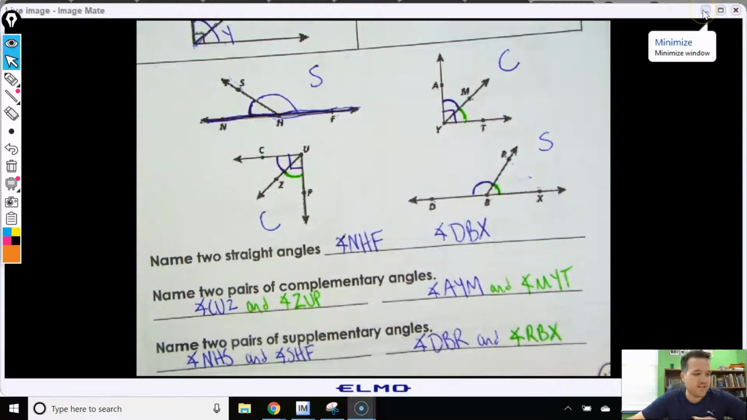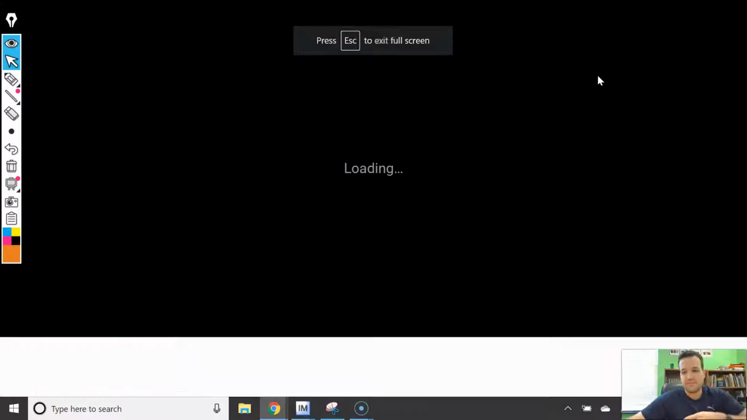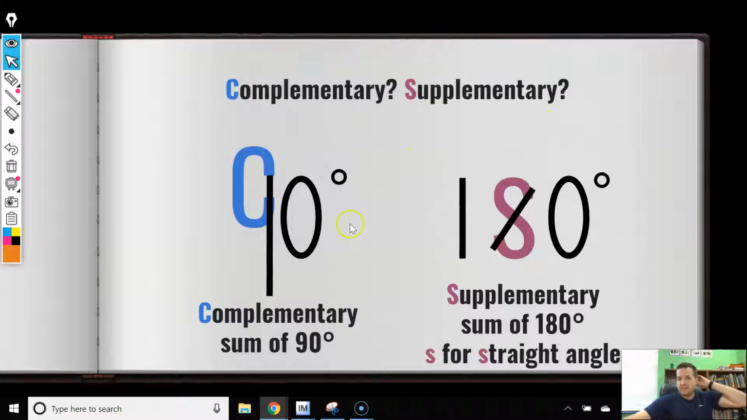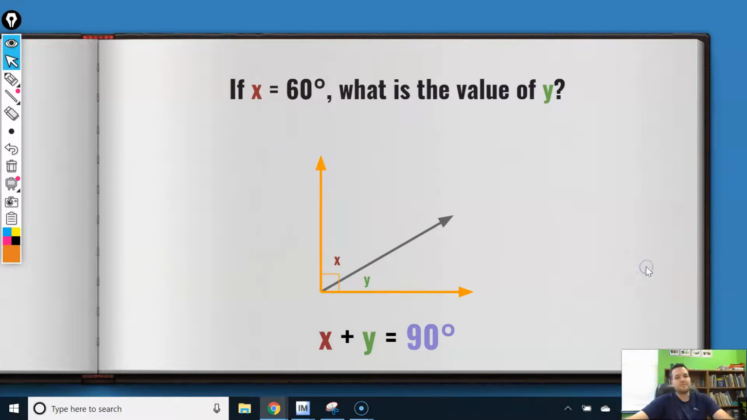All right, that's page 17. I know that was kind of a lot. Let's go back into my slides. So just as a review, this is my digital version of what I was showing you before. Complementary, supplementary. Remember, you can turn that C into a 90 or the S into 180 to help remind yourself. I've also told students that another way to remember is that the letter S, think of a straight angle for supplementary angles, right? It needs to be on a straight angle. Complementary are on a right angle.